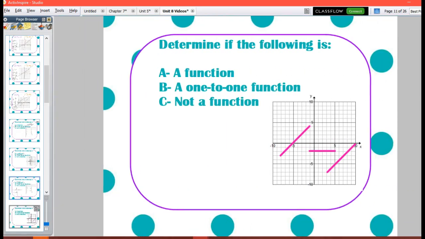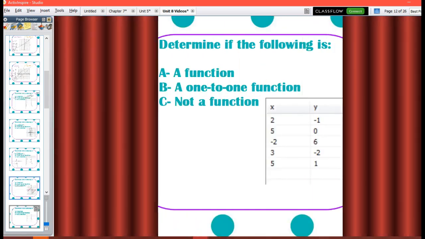Here, if I look at my function, I'm just going to go ahead and draw straight down a vertical line test. Okay, this is crossing my function twice. It is not a function if it fails a vertical line test. So we are done, and it can't be one-to-one if it's not actually a function.